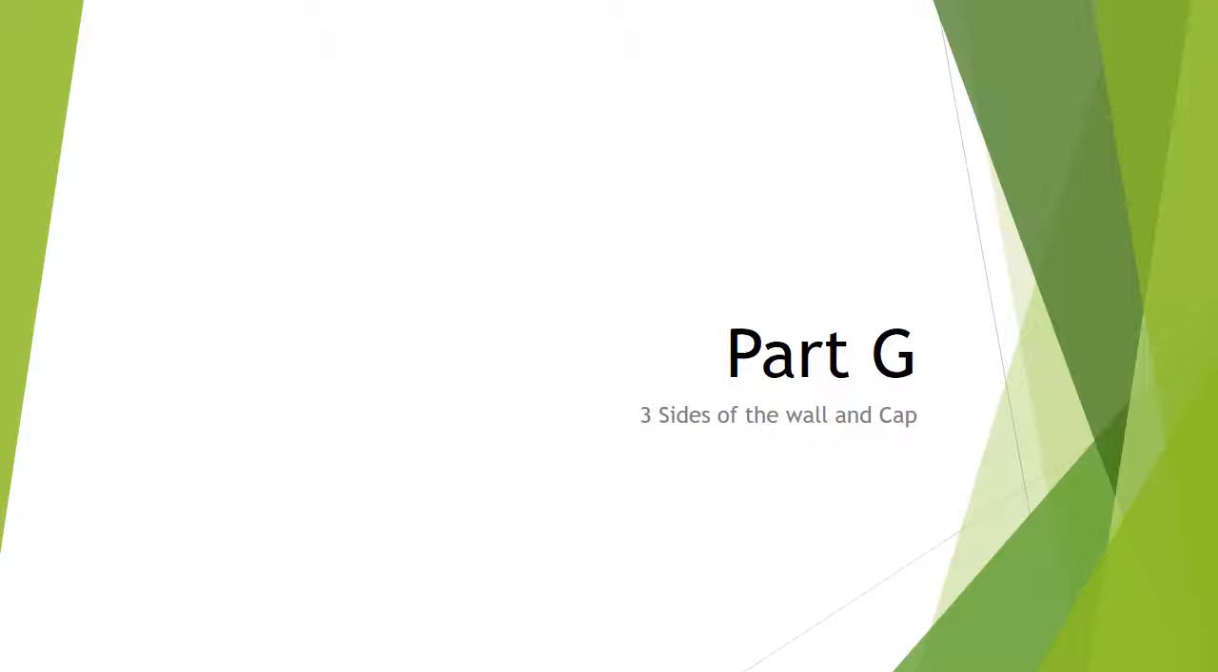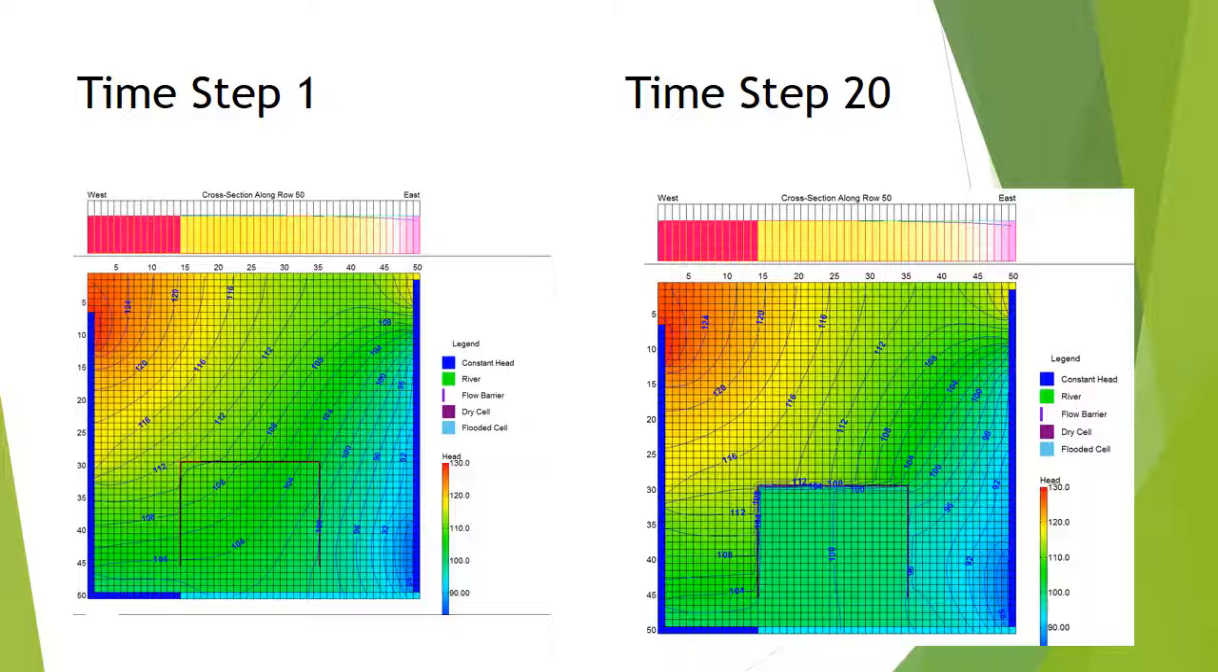For our last alternative, for part G, we decided to look at 3 sides of the wall and a cap. This time, since the 2 walls did so well, we wanted to see what a 3rd wall on the east side of the landfill would do and if it would reduce the river outflow at all. Looking at the time steps for this alternative, we can tell it looks pretty similar to the 2-walled and cap system. However, the main difference that we see is that the heads on the east of the easternmost wall decrease, and similar to the other alternative, there is a constant head within the walled area.